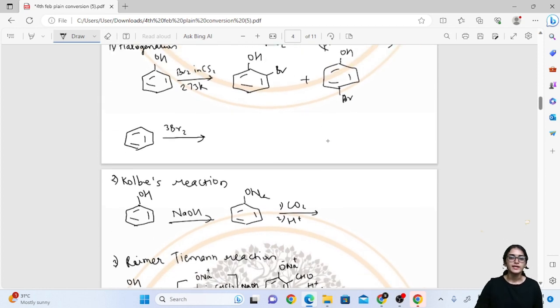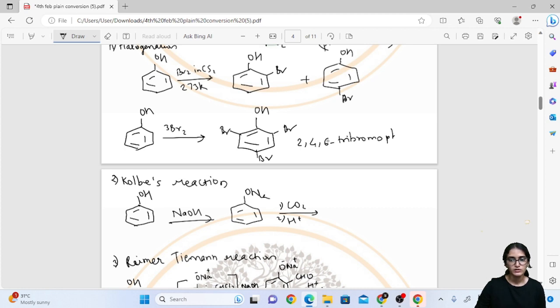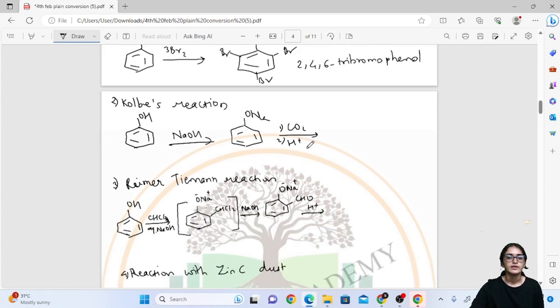Then when we add 3 molecules of bromine, what will we get here? Phenol. That time we will get 3 bromine attached. Same like nitro groups, we will get bromine groups attached. And the name of this product will be 2,4,6-tribromophenol. So this is the name of the product that we get here.